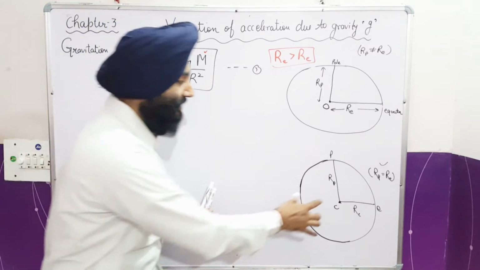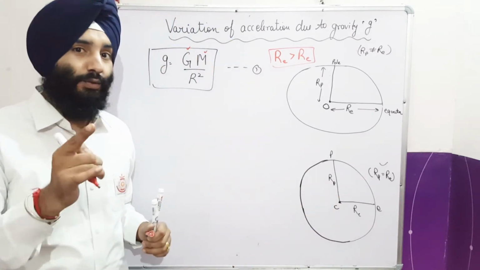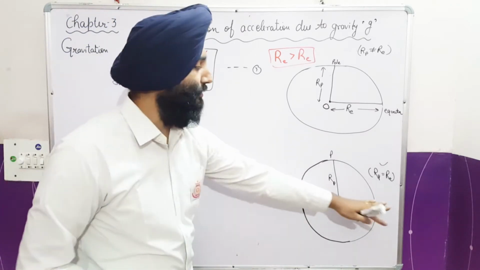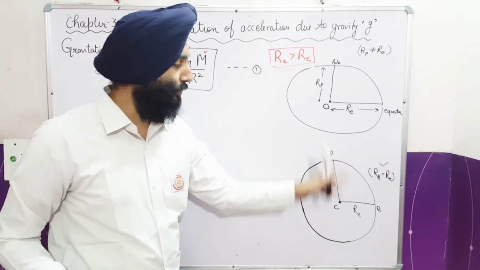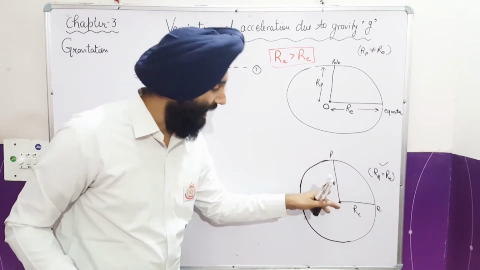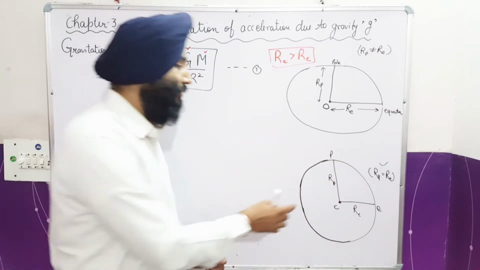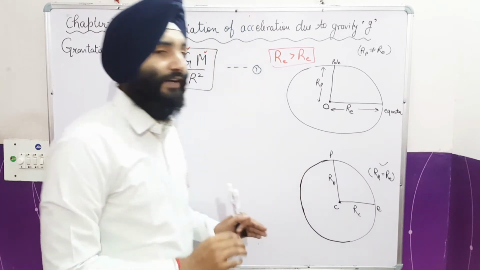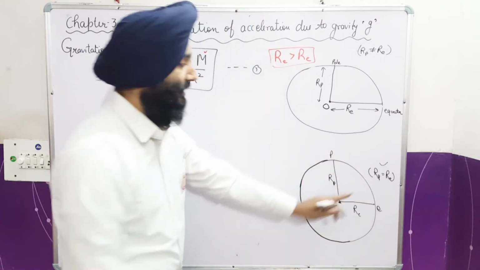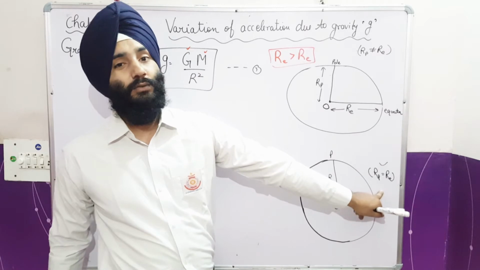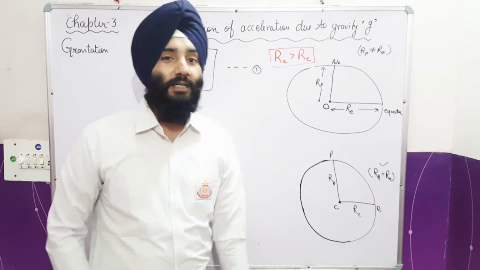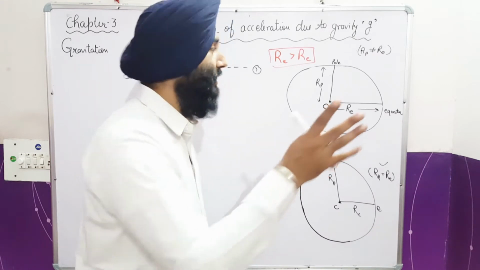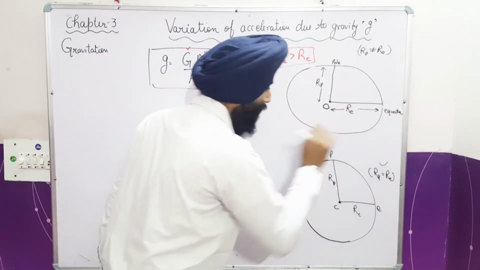I can measure the radius from anywhere, children, and the radius should be the same. This line is the equatorial line, and here the radius is RE. This line is the pole line, and here the radius is RP. If we consider the earth a sphere, then the radius of the pole equals the radius of the equator. But this is not true. The earth is not spherical in nature. The earth is flattened at the pole.